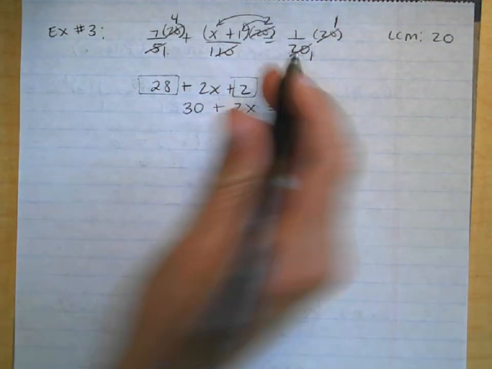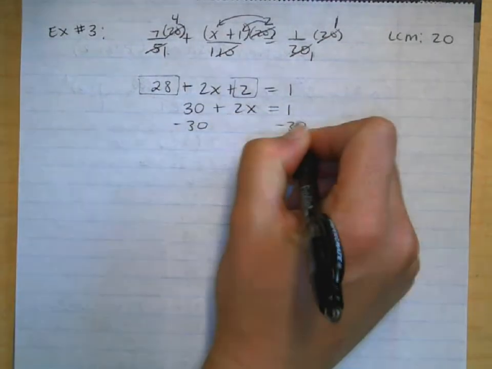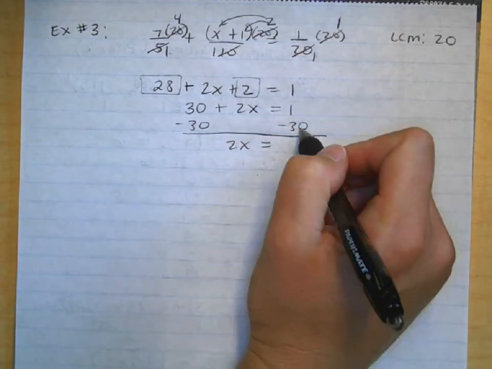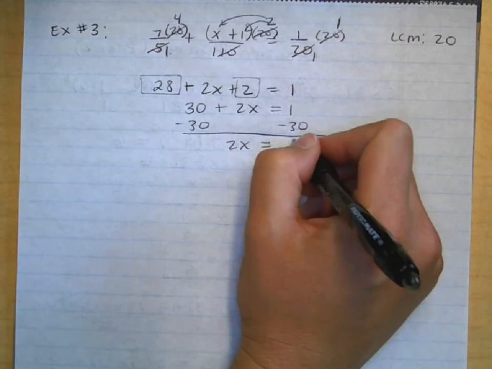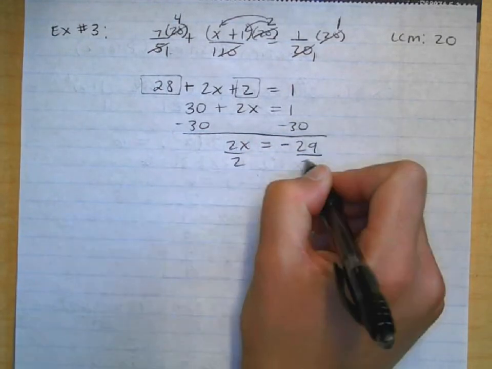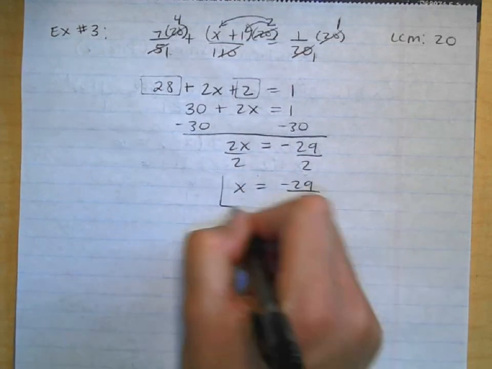Now I have my variables all on one side, now I have to get my numbers on the other side. So I'm going to subtract 30. I have a lot more negatives than I have positives, so we're going to subtract those numbers and keep that negative sign. And then we're going to divide since it was being multiplied, and we get x equals negative 29 over 2. And we can leave it as a fraction.